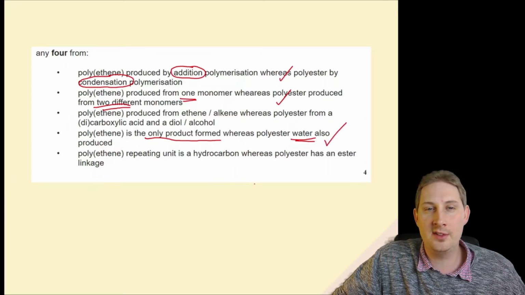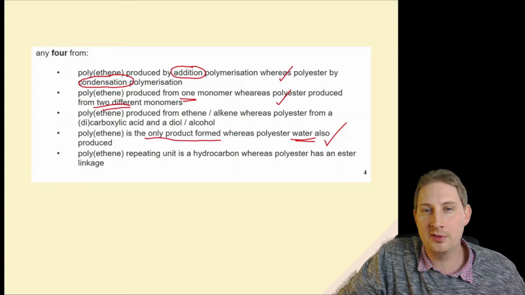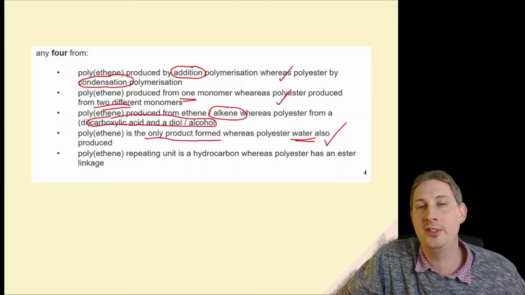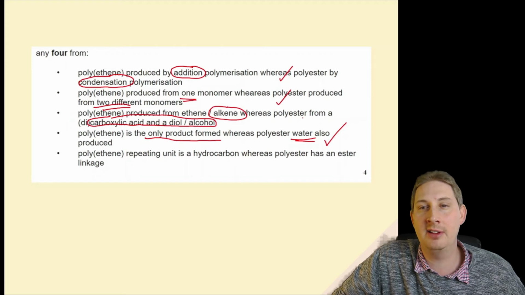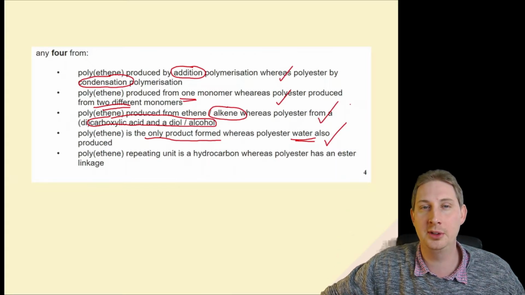So what do you get the fourth mark for? Well, you could say that polythene is being produced from alkenes, whereas polyester is being formed from carboxylic acids and an alcohol. Okay, maybe that was too obvious to you guys, but if you're scrabbling around for 4 different marks, then that's what you would hopefully have stated, and it was fairly obvious. Perhaps you thought it was too obvious to put down, but you should have been able to get 2 or 3 from that.